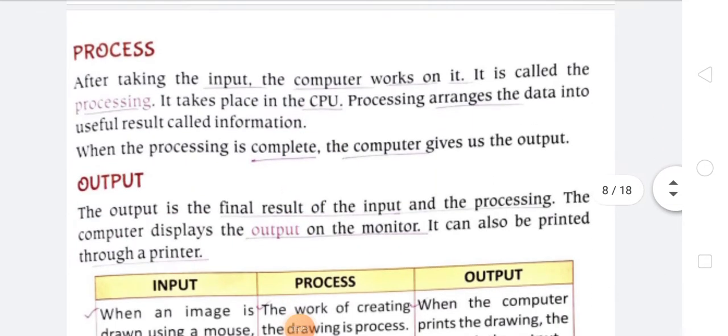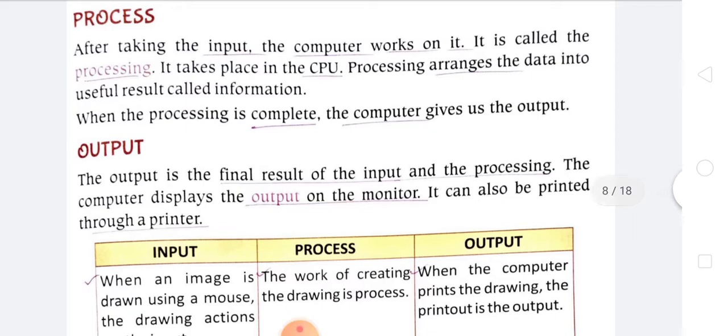Now process. After taking the input, the computer works on it. It is called processing. It takes place in the CPU. Processing arranges the data into useful results called information. When the processing is complete, the computer gives us the output.